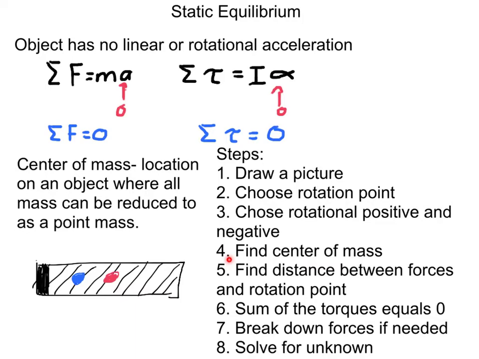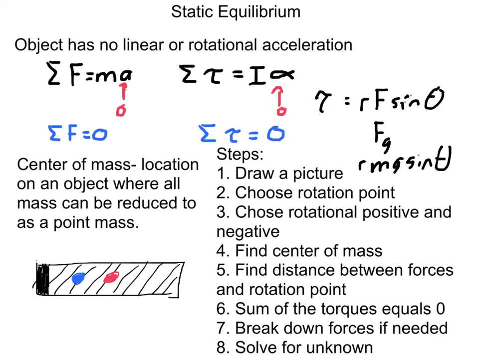7, break down the forces if necessary. Remember, torque is R, F, sine theta, and sometimes F will have to get broken down. The most common thing is the force that's applying the torque is actually Fg, which then would break down into mg. So you'd have R, mg, sine theta. That's one of the most common ones that you'll see where you have to break it down. And then solve for your unknown.